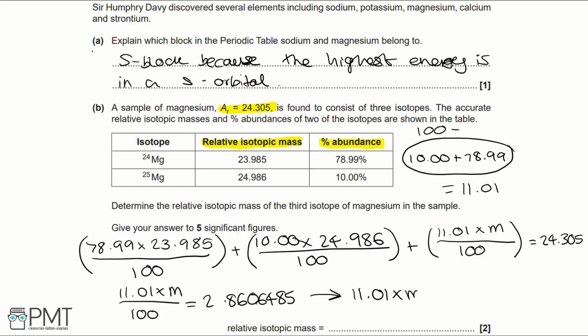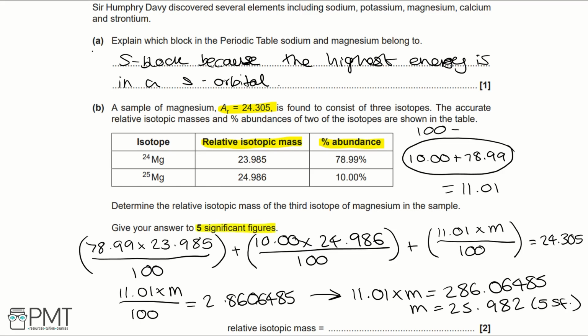And then that makes 11.01 times m equal to 286.06485. So then making m equal to 25.982, and that is to 5 significant figures. And I'm writing it to 5 significant figures because that's what we're told to do in the question.